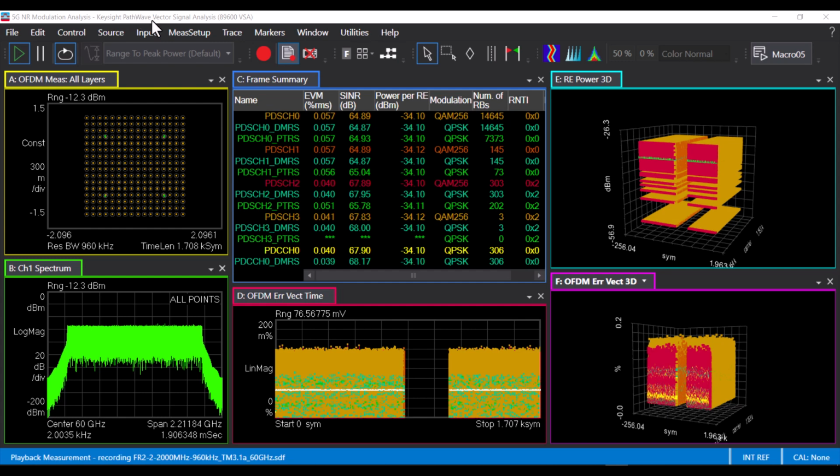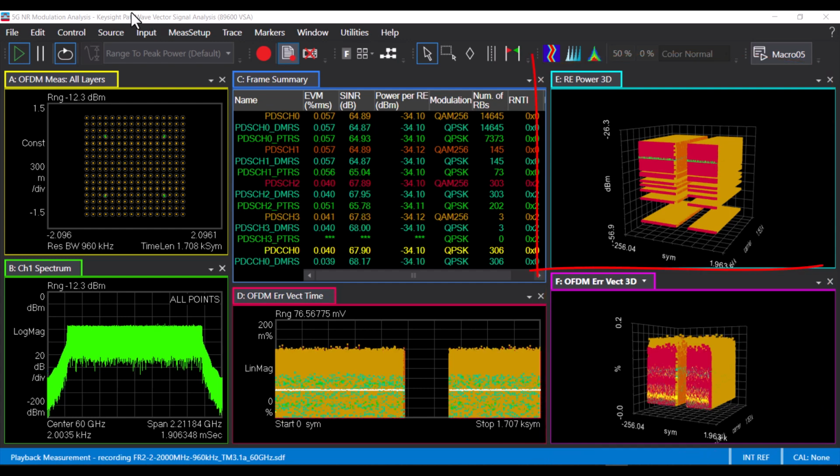I am measuring an ideal signal, so the EVM is very low. You can see the constellation diagram of the different channels and signals that are transmitted in this test model. And the frame summary gives you a list of those channels and signals, along with EVM, SNR, modulation format, plus more. The 3D traces are very powerful as they show EVM and power per symbol and per subcarrier.